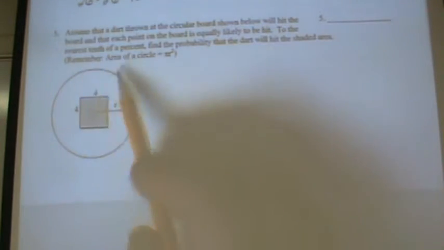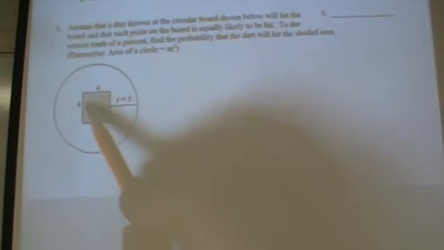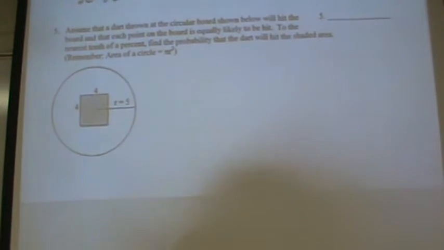Number 5 is a geometric probability problem, and it says, assume that a dart thrown at a circular board shown below will hit the board and that each point on the board is equally likely to be hit. To the nearest 0.1%, find the probability that the dart will hit the shaded area. So, for our geometric probability, remember that we need to find the probability of the area that we're interested in. So we're interested in this shaded area, which is this square, and we need to find the area of the entire board. So that would be the area of this circle.